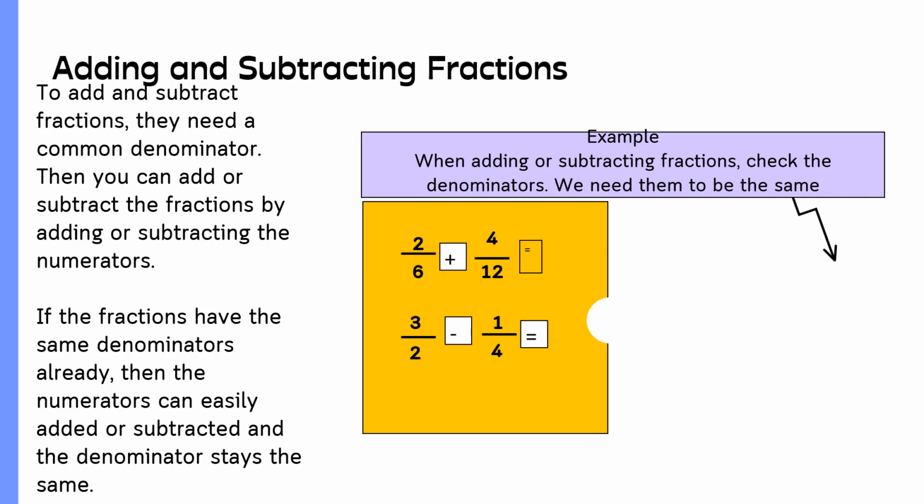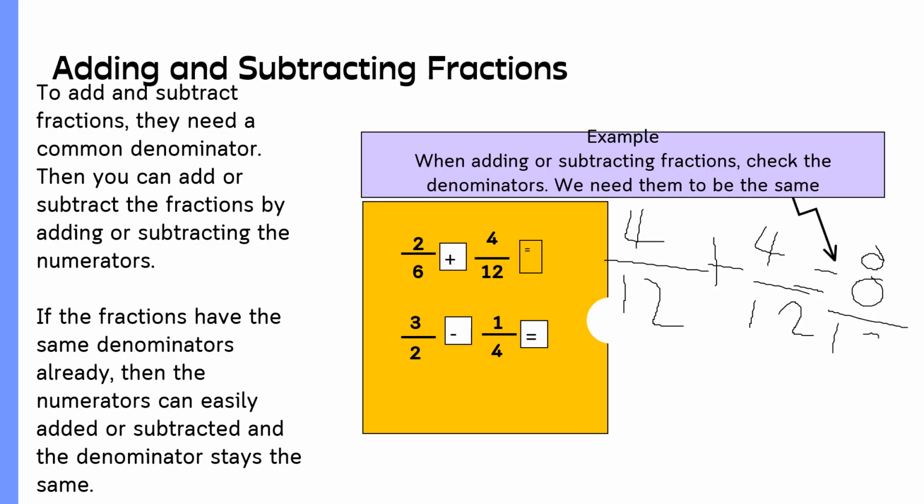The first thing you look at is the denominator. They're not the same, so we need to make them the same. So you're going to multiply the 6 by 2, and what you do to the bottom, you have to do to the top. So 2 times 2. Now 2 times 2 is 4, divided by 6 times 2 is 12, right? Plus the 4 over 12. So this answer is 8 over 12. The denominator remains the same.